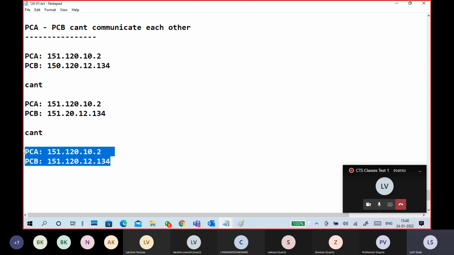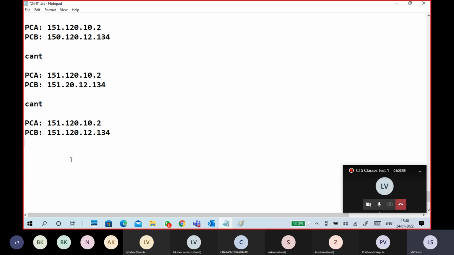Now, can these two PCs communicate with each other or not? The first octet and second octet are the same. The third octet and fourth octet are different. Can they communicate or not? Yes, right. They can communicate with each other.